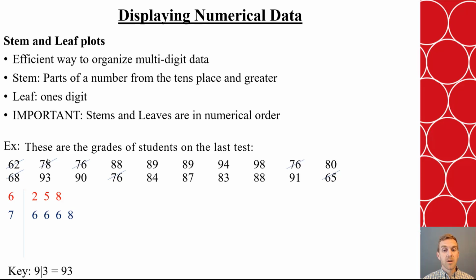The 80s, there's a lot more. And so we have 80, 83, 84, 87, 88, 88, 89, 89. Cross out all those, and then we're left with our 90s. And we've got 90, 91, 93, 94, 98. And this puts all of that data now in a very organized method of seeing how it goes. And it helps us also see a little bit, kind of like the dot graph, how this data lies out.